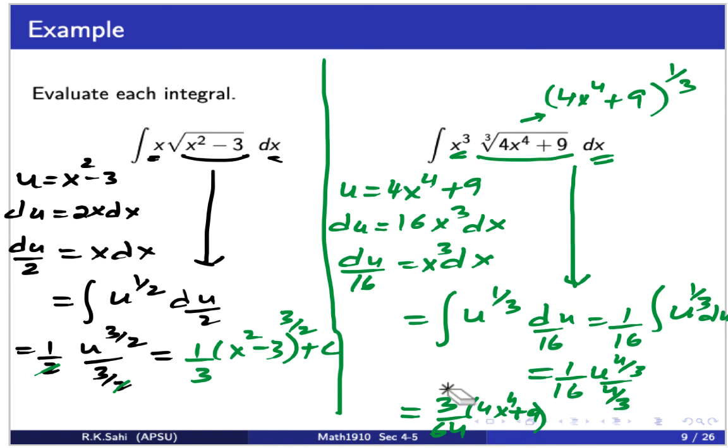Okay, I need a little bit more space, so I'm just going to remove this one. So final answer, guys. It's 3/64, (4x^4 plus 9) to the power 4/3 plus c.